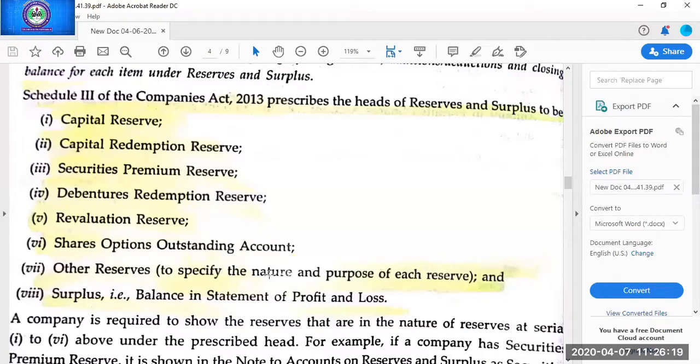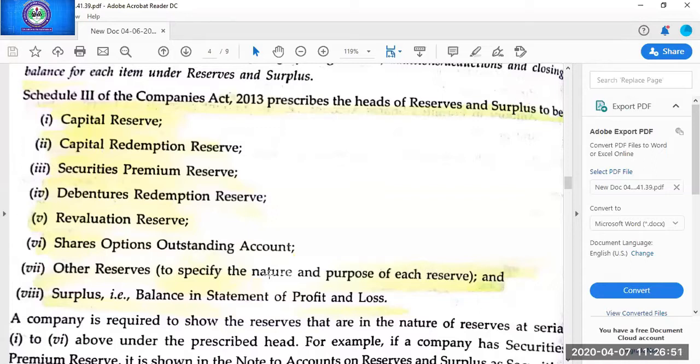So: capital reserve; capital redemption reserve, CRR for short; securities premium reserve, SPR for short; debenture redemption reserve, created to redeem the debentures, known as DRR. Then revaluation reserve. After some time, the company may revalue its assets to the market value, and the reserve created out of those profits will be known as revaluation reserve.